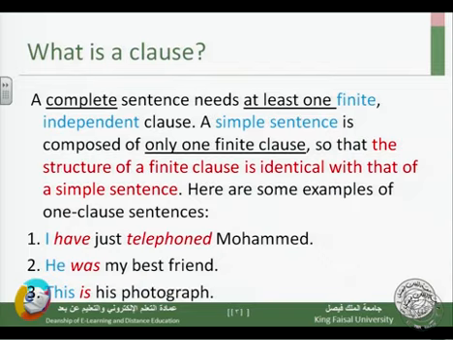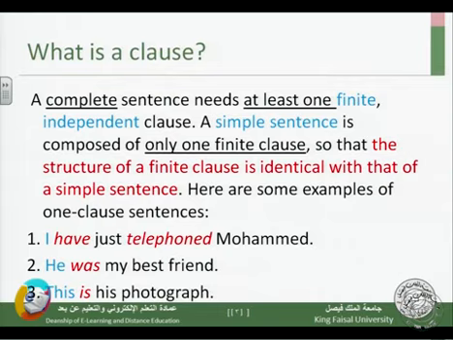Here are some examples of one clause sentences. So we have several examples of sentences that have only one clause. In number 1 here, I have just telephoned Muhammad. We have a subject, I. We have a verbal group, have telephoned, and then Muhammad, of course, and just is in between the helping verb and the main verb. So this is just one clause. Okay, so it is one clause and it is a sentence. Okay, it is a one clause sentence.